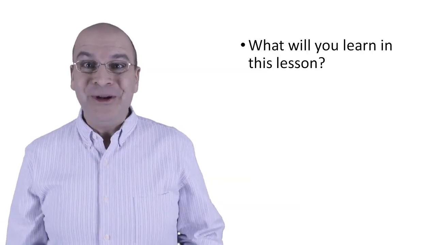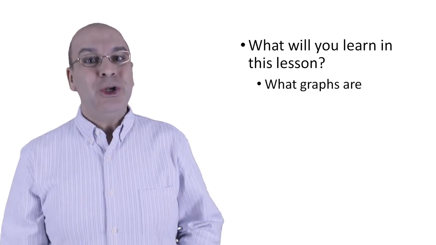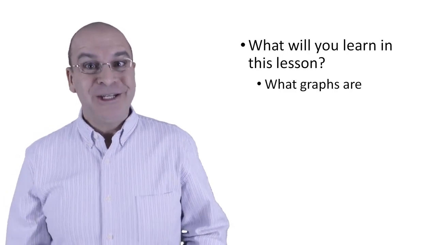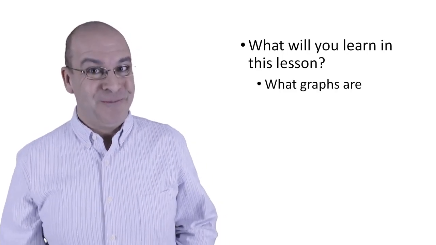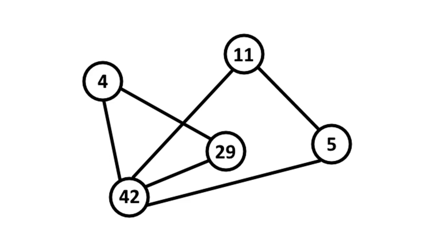What will you learn about in the graphs lesson? You'll learn about what a graph is, so let's go take a look at a picture. A graph is a set of nodes, though when we talk about graphs, we regularly talk about each of these nodes as a vertex. So the plural of vertex is vertices. So we have a set of vertices, and those vertices are connected with edges.